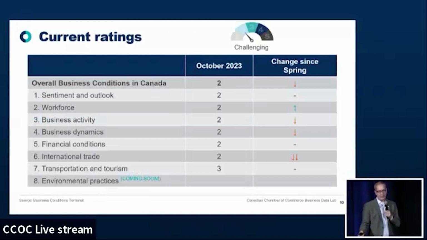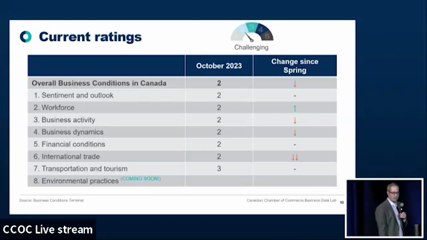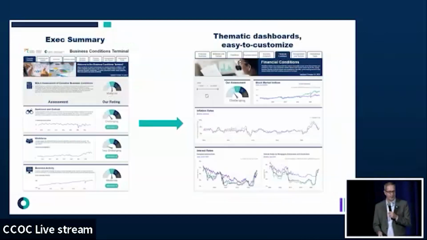So previously we had a rating of 3 for overall business conditions. That's been moved down to 2. Workforce is the only area where we've actually seen some improvements. The labor market is not back to equilibrium and not back to normal, but it's gotten a little bit easier to hire workers over the last 6 months. Things have gotten worse for business dynamics, and international trade as well has been revised down relatively dramatically.